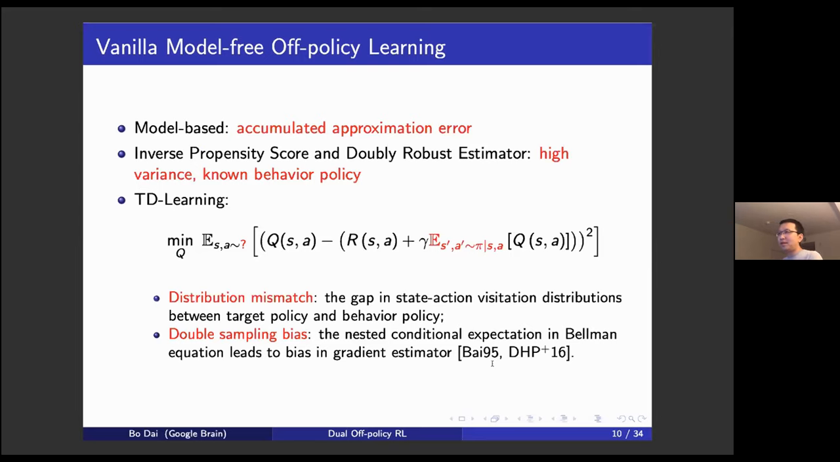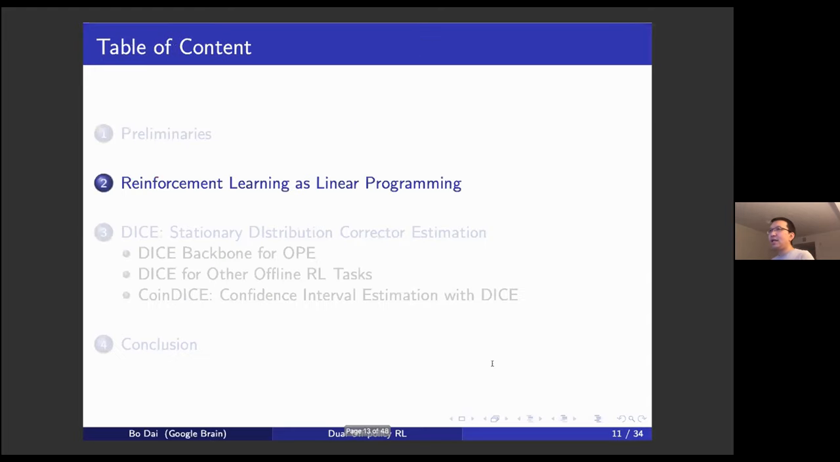Based on this understanding of the drawbacks of existing methods, this motivates us to propose a new view of reinforcement learning, as we list later. We reformulate the IO problem as linear programming. This is actually the major message I want to convey in this talk.